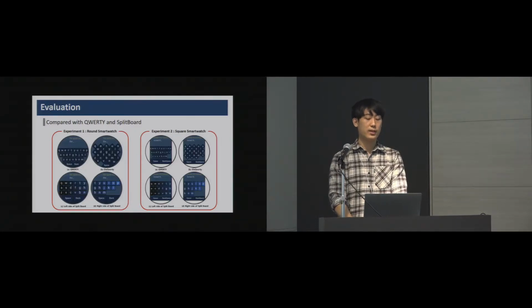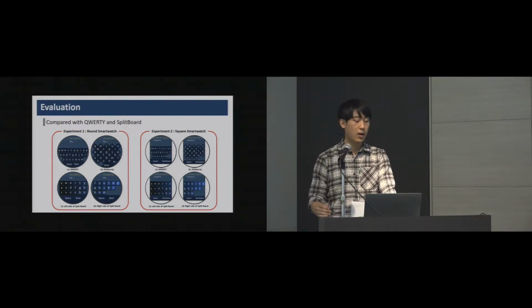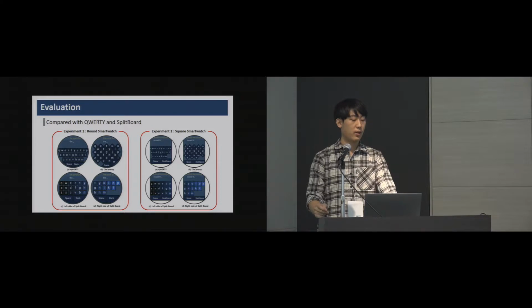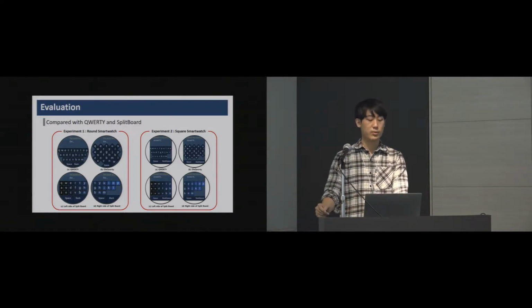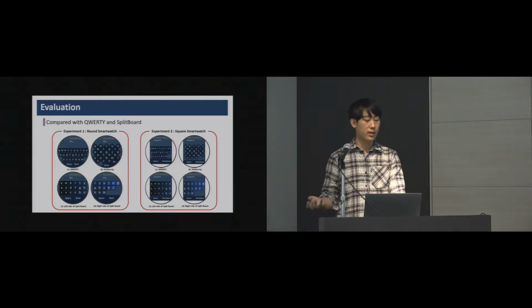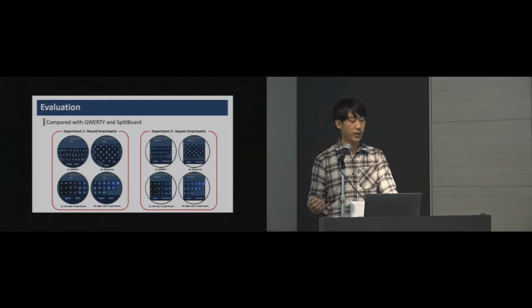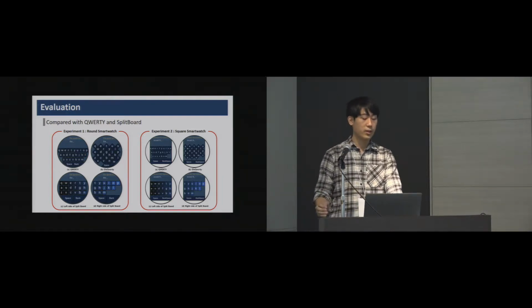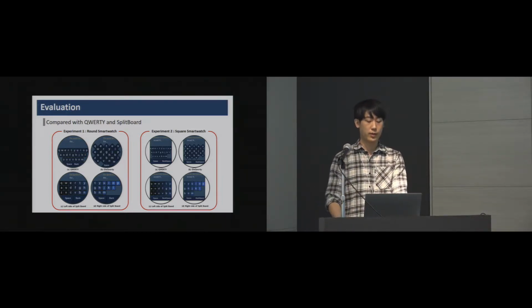We implemented each keyboard in two form factors, round and scale. All keyboards are implemented in the same smartwatch. For the scale layout, we used the scale space of the round smartwatch. The upper both ends are invisible, but we thought that keyboard performance would not be affected. We conducted two experiments on each form factor.